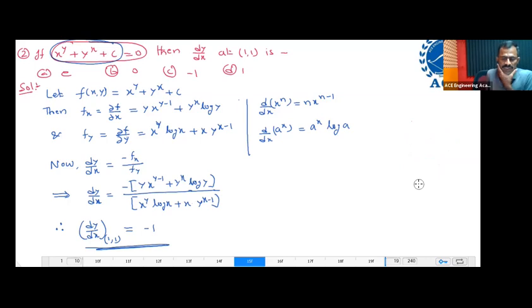This is about implicit differentiation. For composite functions also, sometimes we may require this implicit function differentiation.